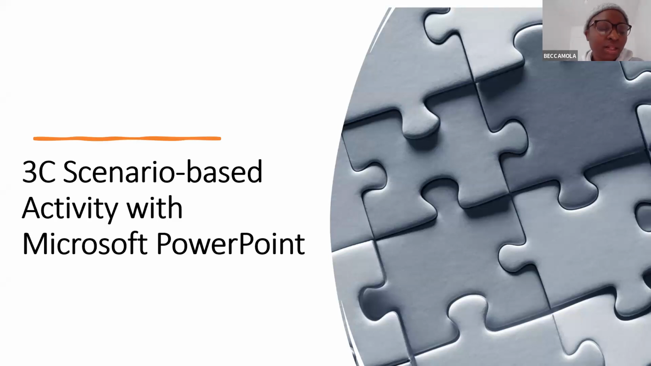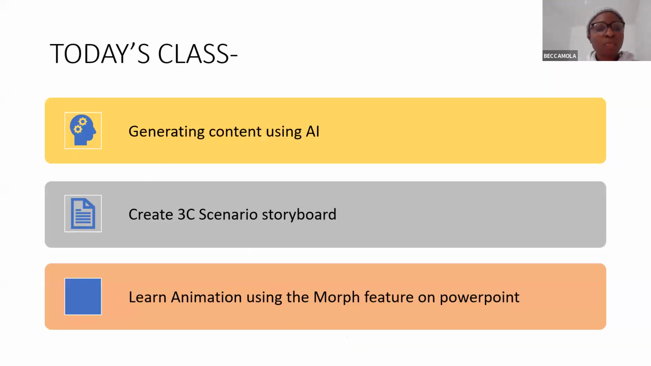So welcome to our e-learning class. Today's class will be on designing a 3C scenario-based activity with Microsoft PowerPoint. So this is what we're going to be doing today. These are the topics we're going to be touching today. We're going to be generating content using AI for our 3C scenario activity. We're going to be creating a storyboard for the 3C scenario activity, and we're going to learn animation using the Morph on PowerPoint.